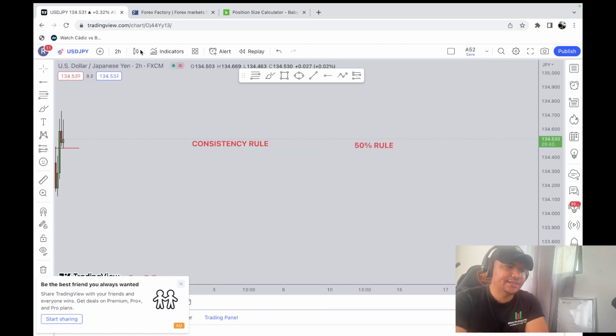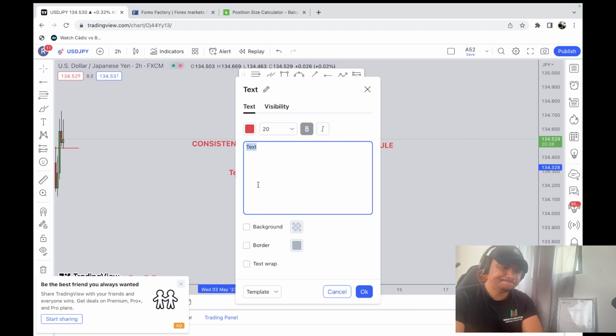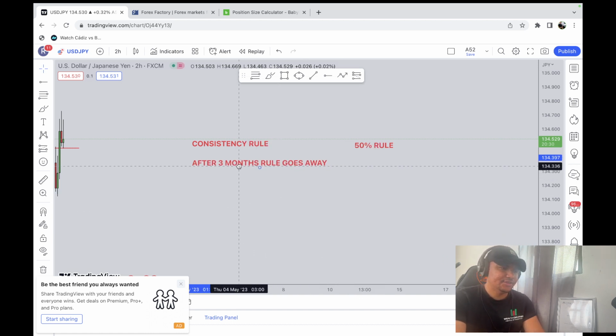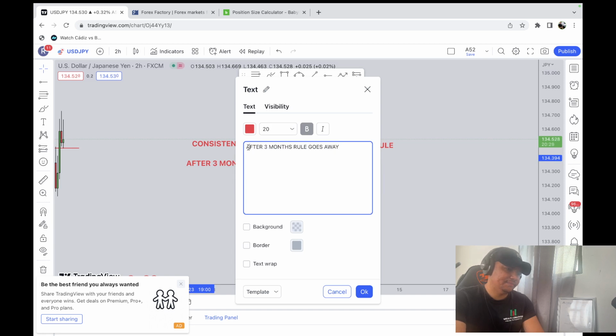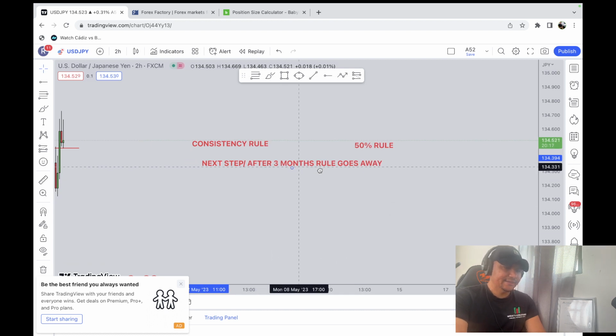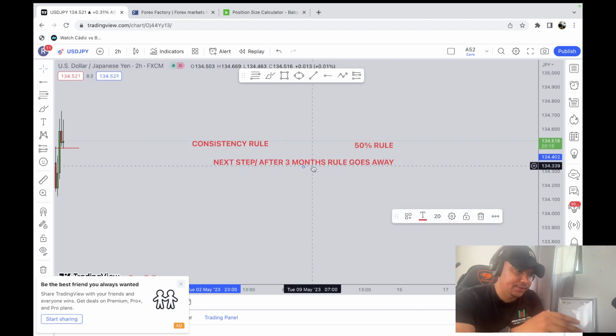Now, the good thing is that with certain prop firms that allow the use of HFT, after 3 months, the rule goes away. Only one prop firm that I know of allows this, because I use them, I've been with them, I still have my live account since I opened it with them, which is Next Step. After 3 months the 50% rule goes away, and the consistency rule goes away as well.